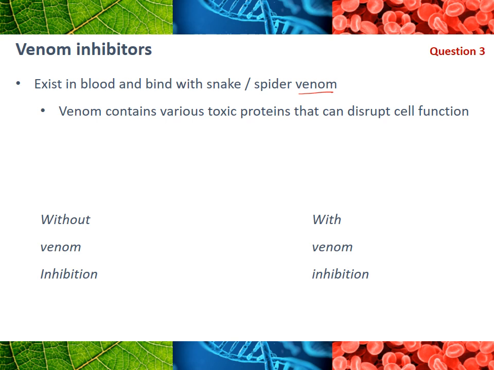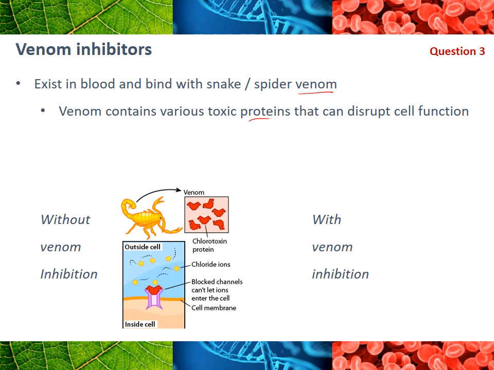So venom itself contains various toxic proteins that damage cells. So if we look down here, if there's no venom inhibition, what happens? We've got, say, a scorpion, and it produces a type of venom. And in that venom, we have these little proteins. Okay, so they are the toxic proteins. If they go into your body, let's look at the cell now here.